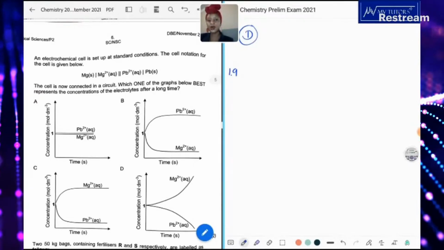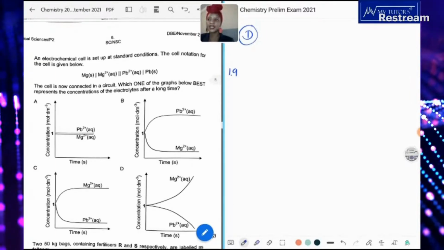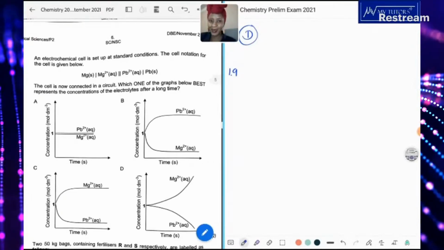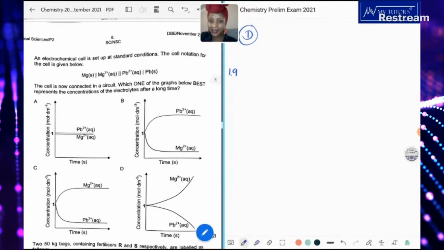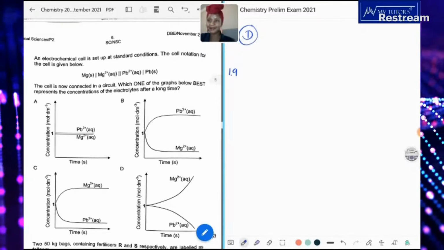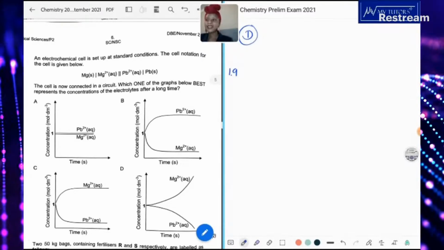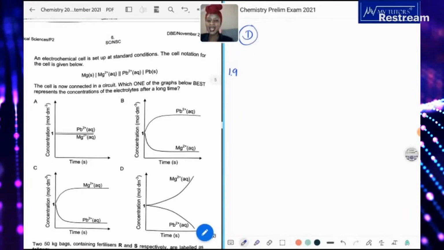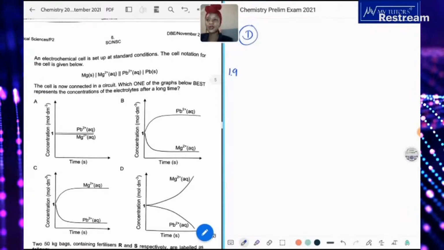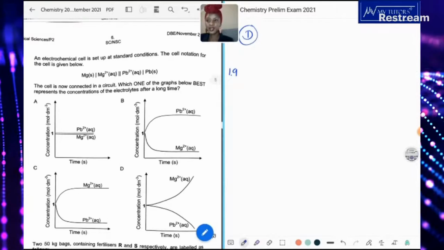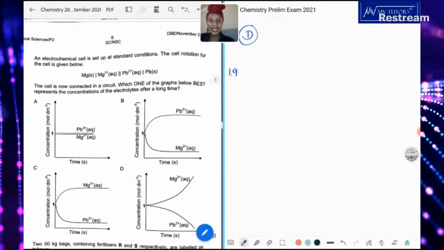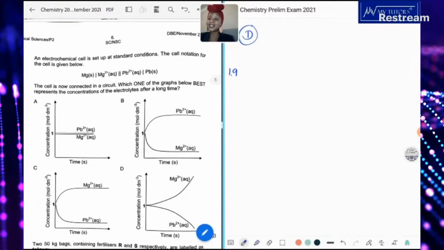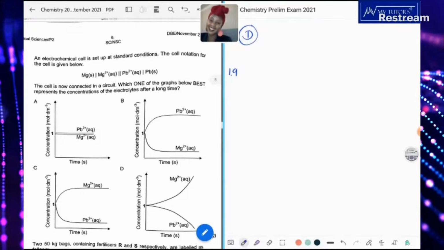Remember when we write this kind of cell notation, you start off with your anode. Always, always, always start with your anode. Don't ever start with the cathode. So magnesium, that is on your anode, is a solid, and in solution, it is oxidized and becomes magnesium 2 plus. Then we have our salt bridge there, and then you have lead, the lead solid, which keeps gaining as the magnesium solid reduces in mass.